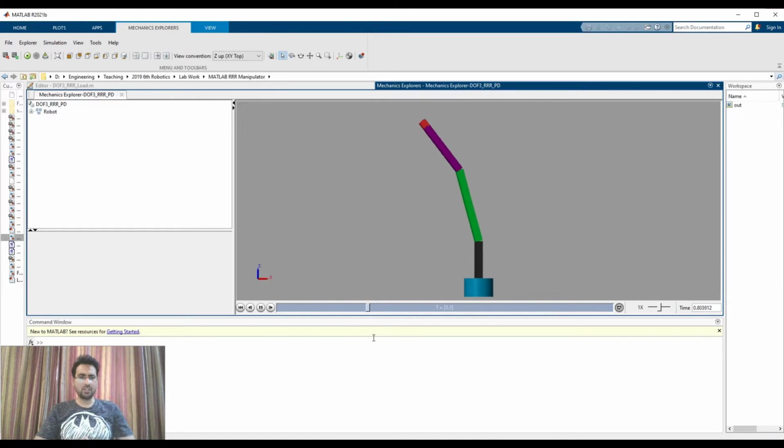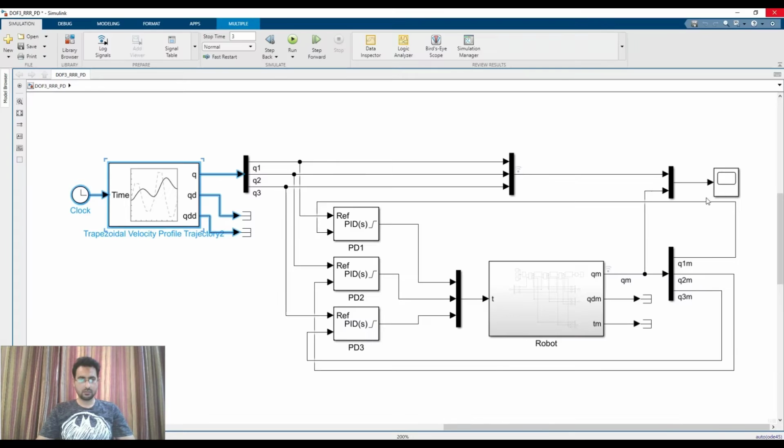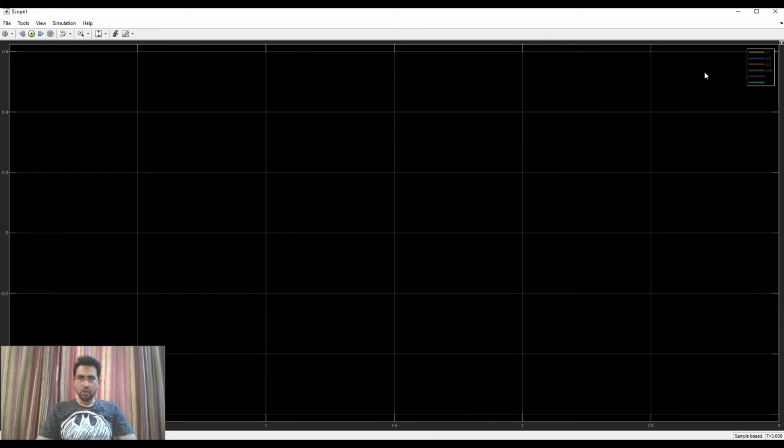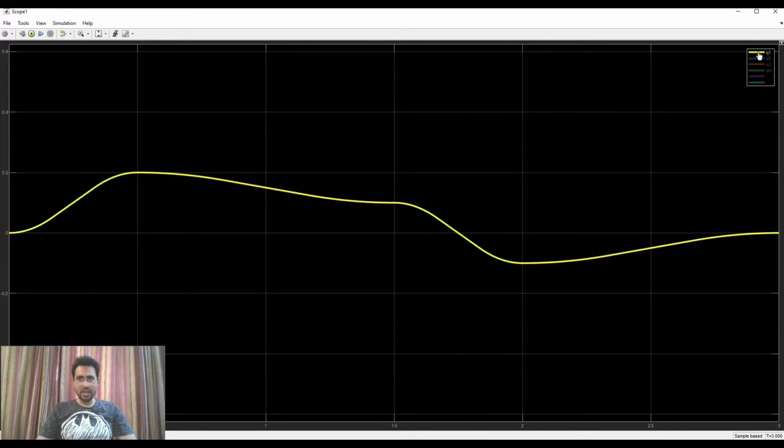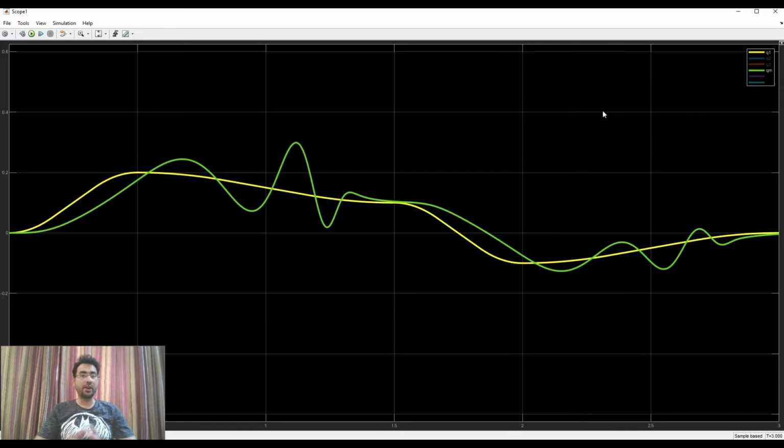So here is the simulation, and by the look of it, the PID controller seems to be doing a great job. But let us move to the scope and see what trajectories we provided and on what trajectory the robot is moving. In this scope, once again, this yellow line is the trajectory that we are providing to joint number 1, and this green line is the trajectory on which joint number 1 is moving. You can see how different that is.